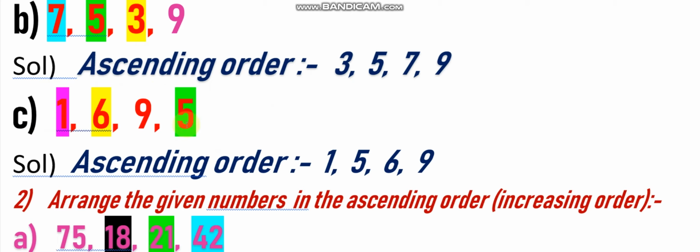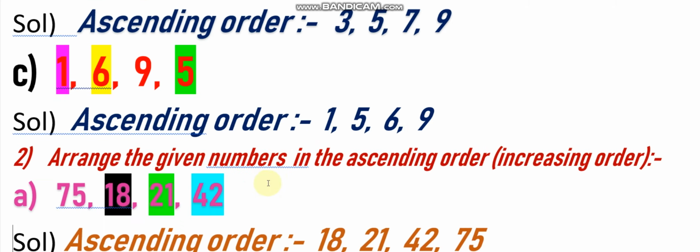Then from the remaining three numbers, you should find the smallest number. What is the smallest number? 5. Make a round to 5. Write 5. Write off 1. Okay. How many numbers are left? 2. 6 and 9. Among these two, again you find the smallest number. What is the smallest number? 6. Make a round to 6. And write 6, write off 5. Then last number is 9. You should write 9 here at last. It is the ascending order of the given numbers.